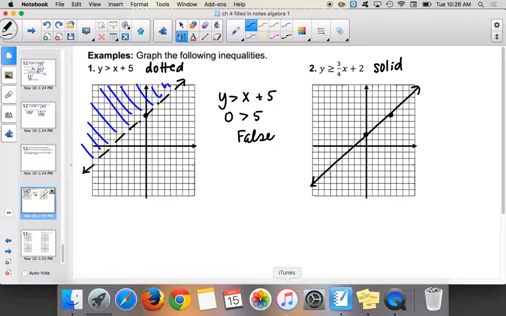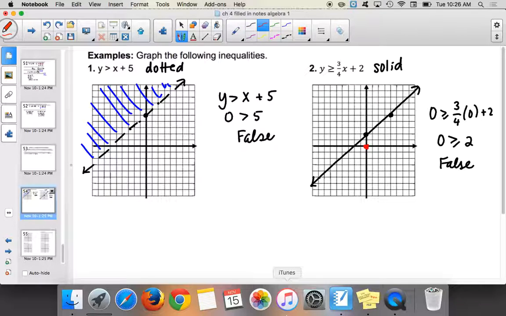So if I try 0, 0 in my original, I get 0 is greater than or equal to 3/4 times 0 plus 2. In other words, 0 is greater than or equal to 2. Is 0 greater than or equal to 2? No. Right, that is false. So we shade away from 0, 0.